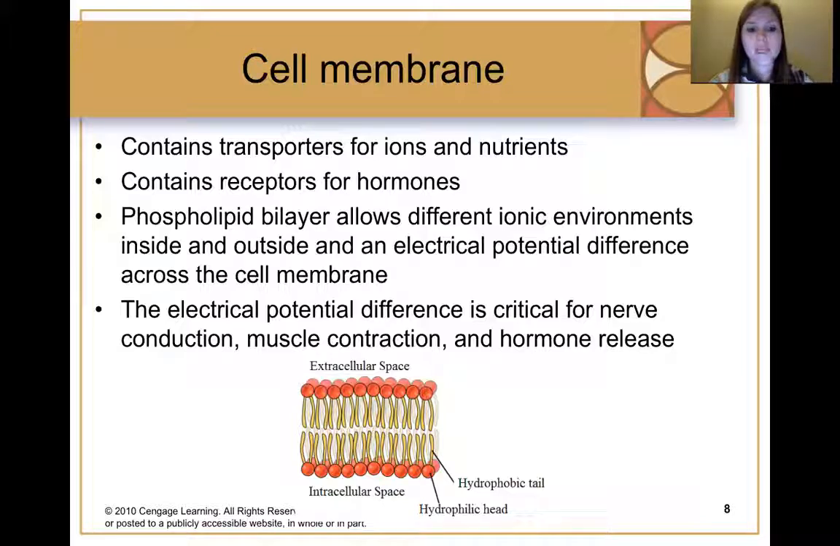So the electrical potential difference is critical for nerve conduction, muscle contraction, and hormone release, just a couple. It's critical for a lot of other things. Pretty much anything that needs to be going in and out of the cell, that electrical potential difference is very important.